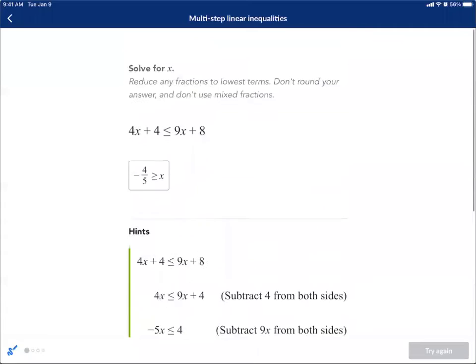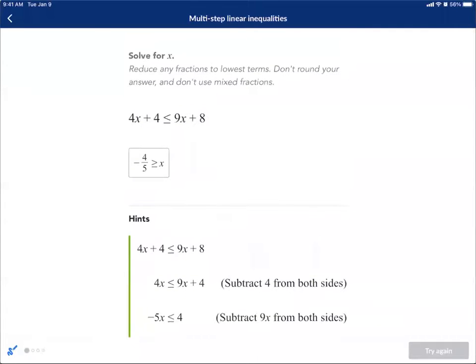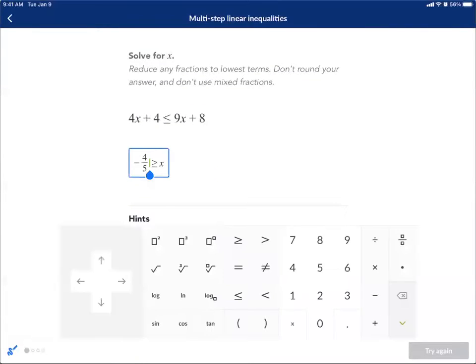Try again or move on. Oh, is it really complaining about where it is on the screen? Right, it does matter, because we're trying to say 4/5. We want to say x is greater than or equal to negative 4/5.